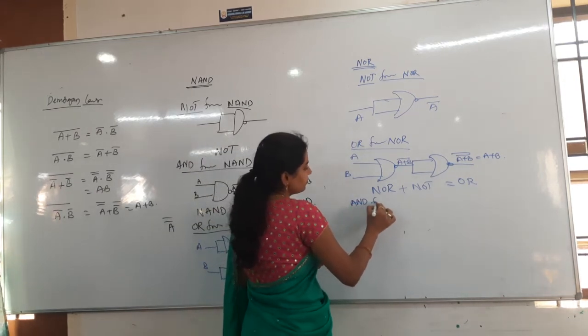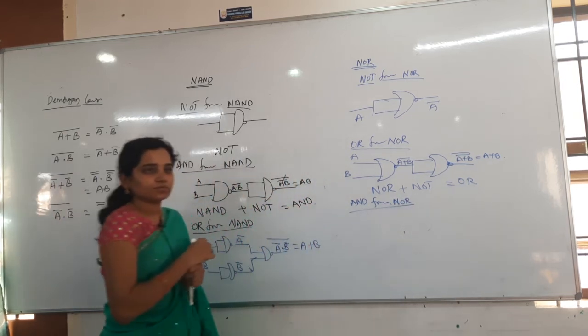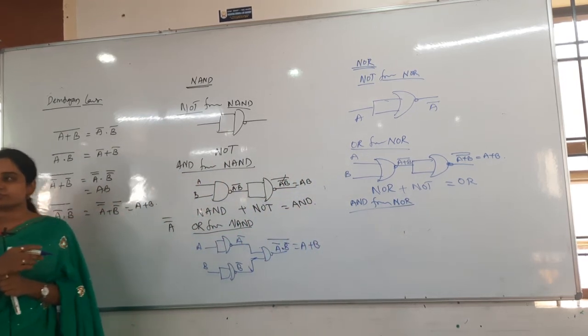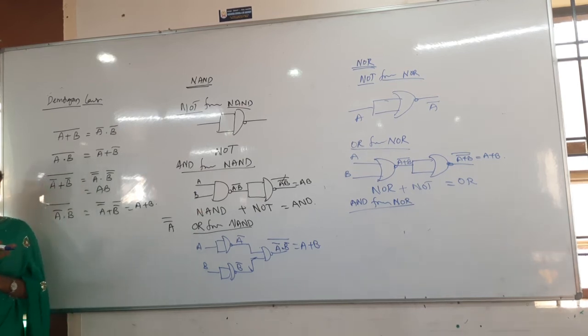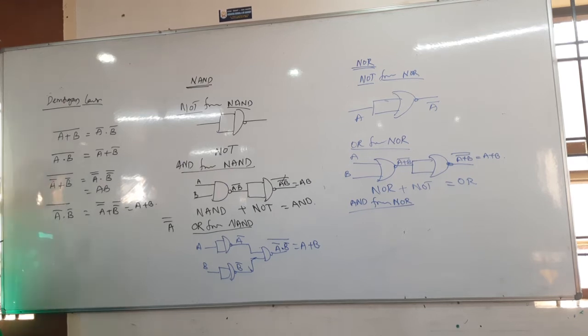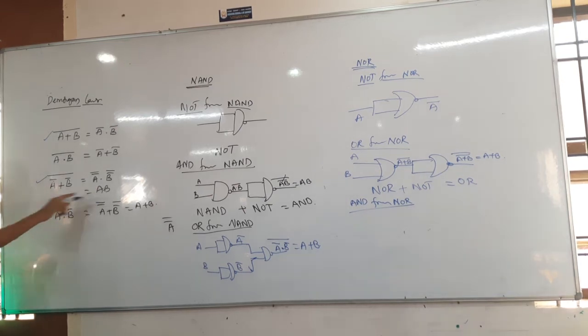How can I do AND from NOR? How can we do that? See the De Morgan laws. The plus operation is nothing but I have this one and then this one. From this, how can you get the AND? Which is giving the output of AND here, first equation or second equation? Output of AND, second equation, right?